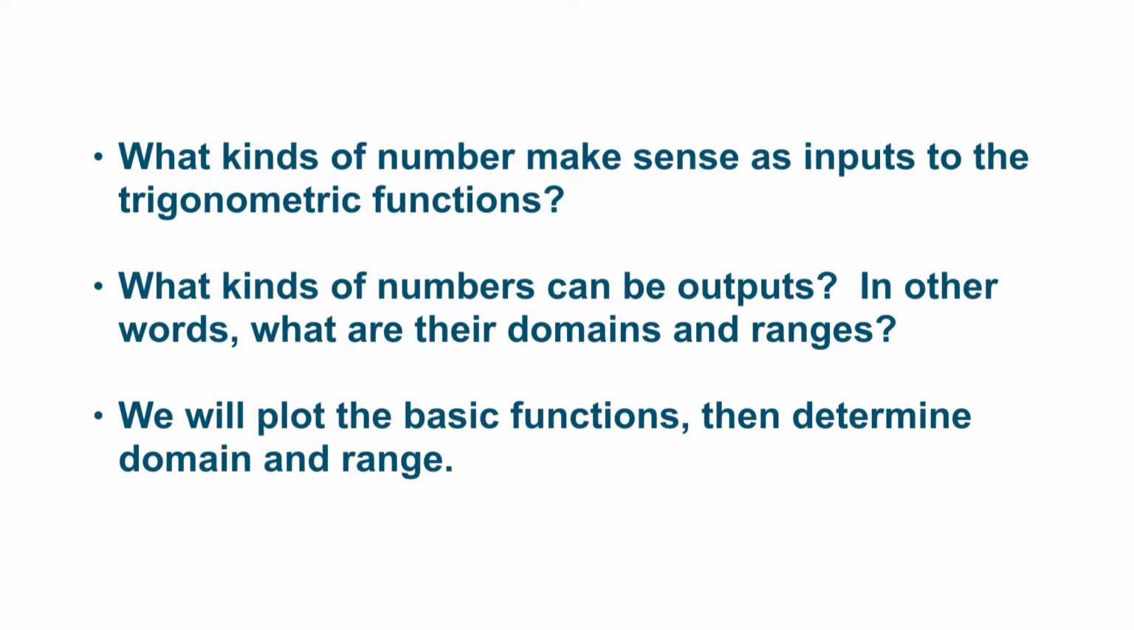Welcome back. In this submodule, we'll discuss the domain and range of our original 6 trig functions: sine, cosine, tangent, secant, cosecant, cotangent. So the question is, what types of inputs make sense for these functions? Are there any that generate pathological outputs? And then what kinds of outputs can be achieved? Those are the questions of domain and range, and we'll investigate them here.